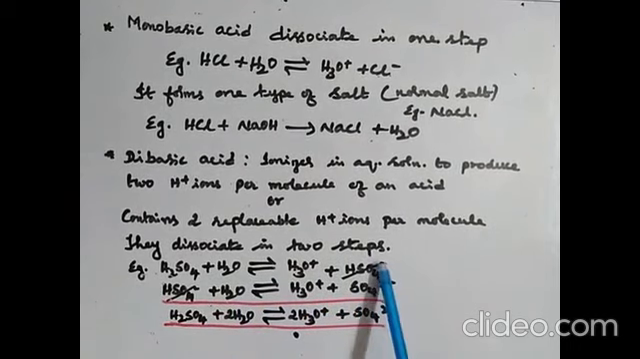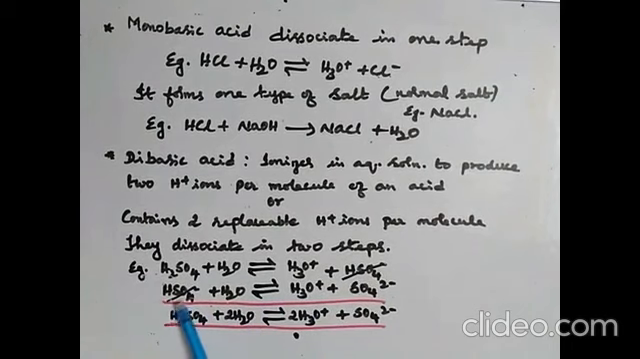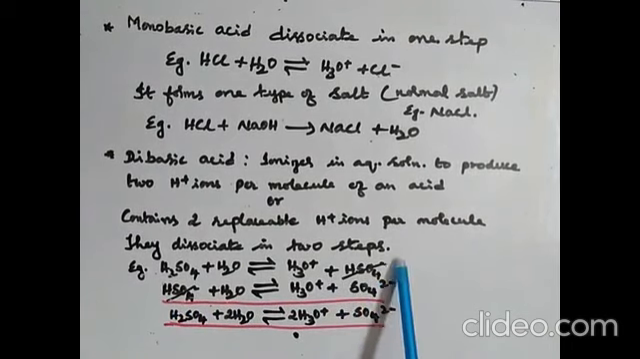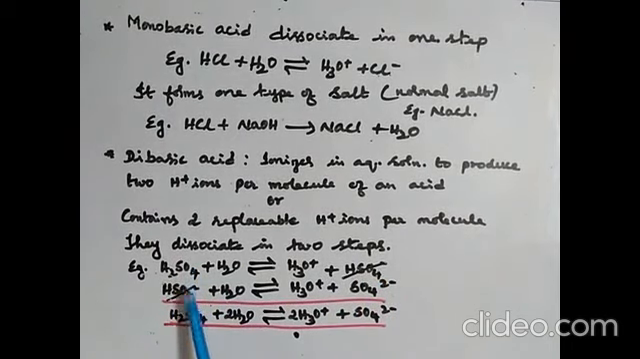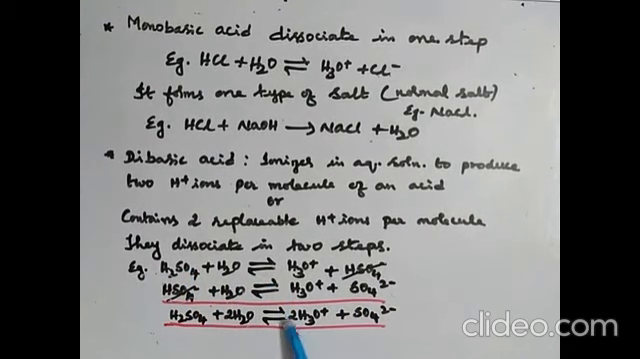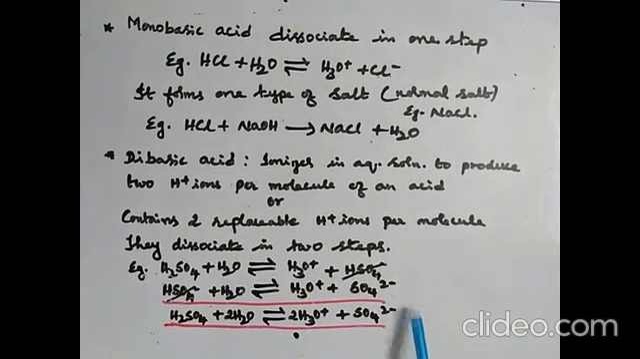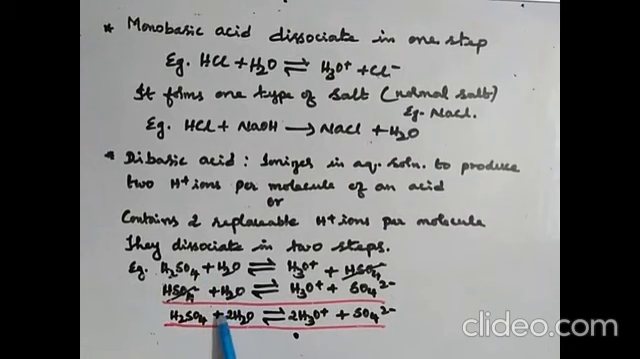The final equation: cancel out the like terms on the opposite sides, that is HSO4 minus. HSO4 minus gets cancelled. The final equation will be sulfuric acid plus 2 molecules of water dissociates to produce 2 hydronium ions and sulfate ion. Since it's a dibasic acid, the reaction takes place in 2 steps.